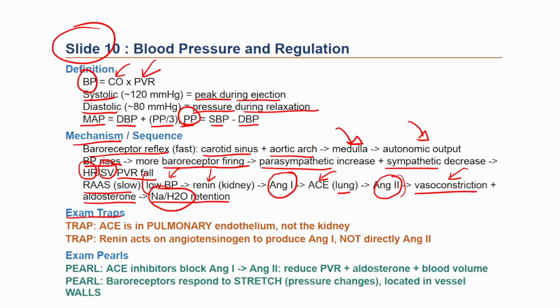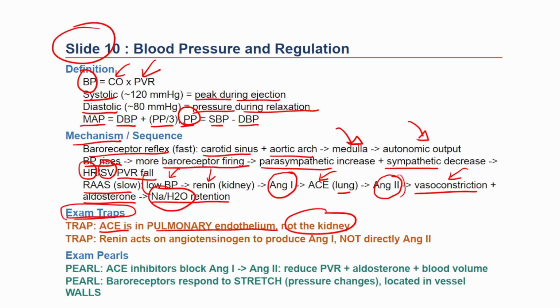Now, pay critical attention to these exam traps. The notorious trap is asking you to locate the tissue source of angiotensin converting enzyme, or ACE. Many students guess the kidney as the source of ACE, but remember the explicit anatomical trap. ACE is located within the pulmonary endothelium of the lungs, not the kidney.